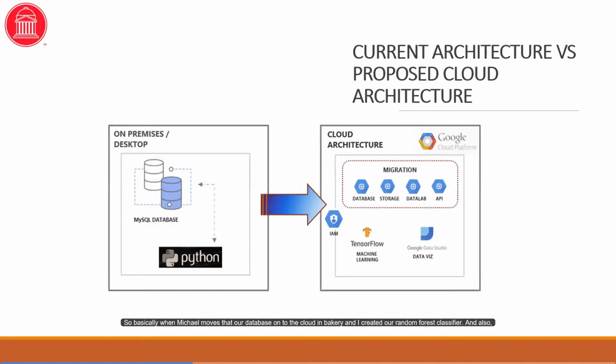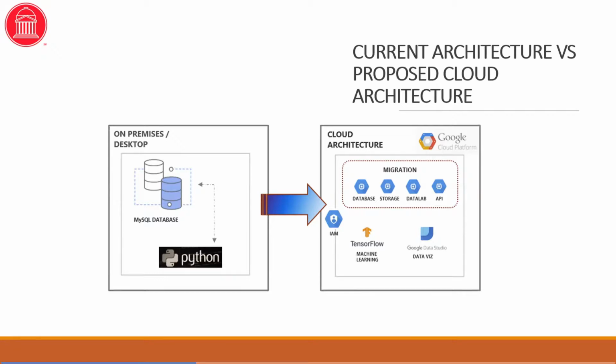So basically, Michael moved our database onto the cloud in BigQuery, and I created a random forest classifier and also a k-means clustering for patient stratification. And also, we created a logistic regression in BigQuery machine learning. And also, Deepti created a neural network in TensorFlow. She will talk about the model evaluations later.